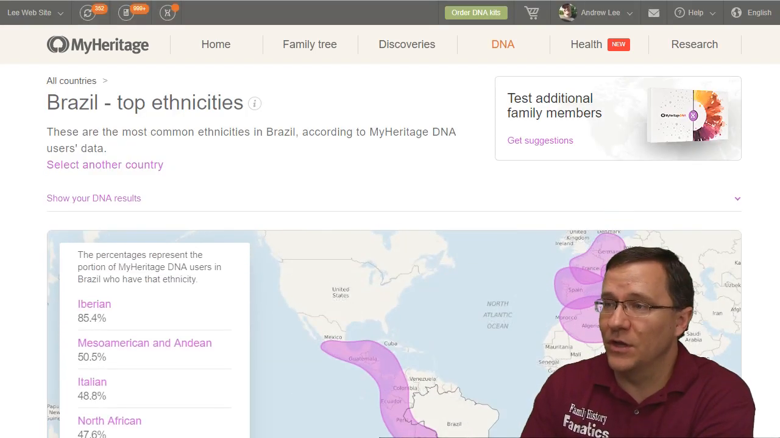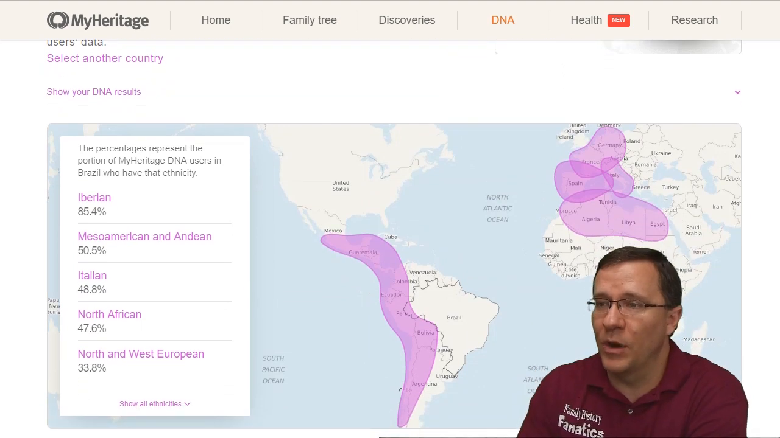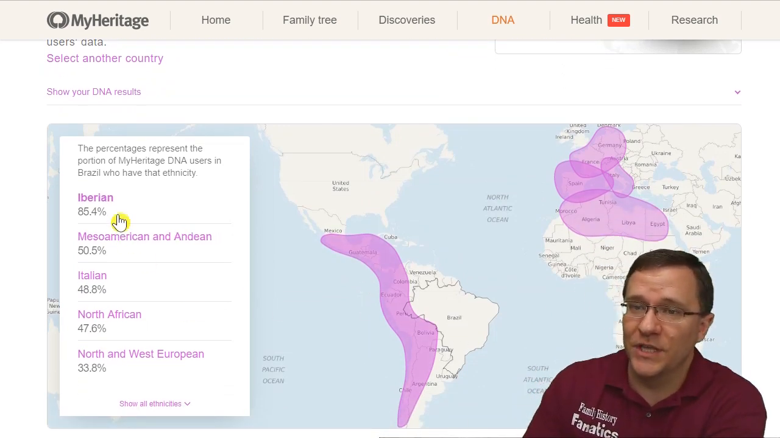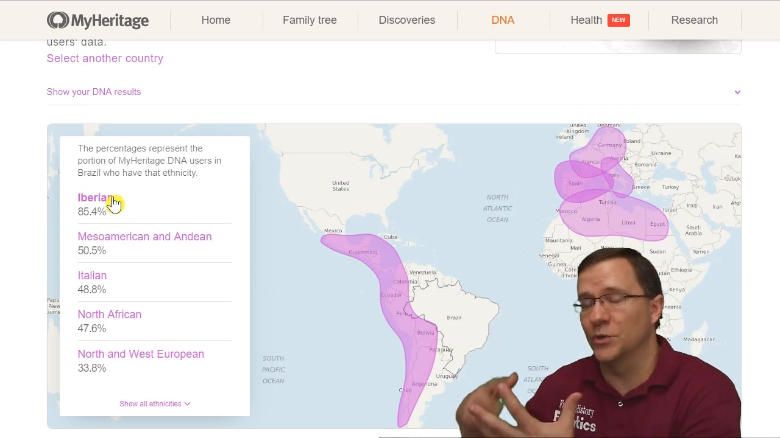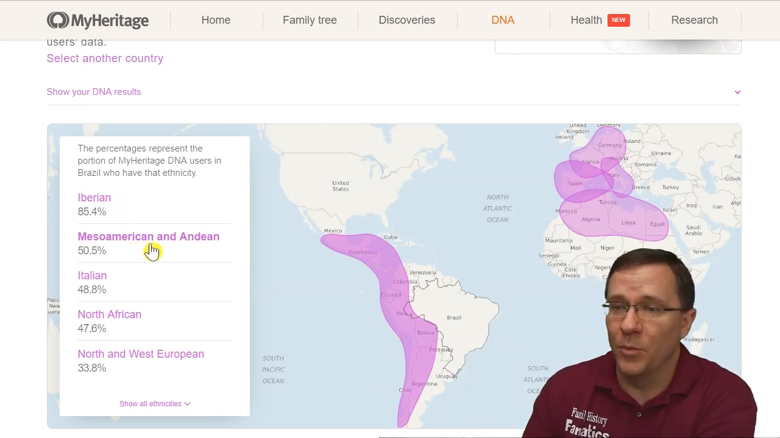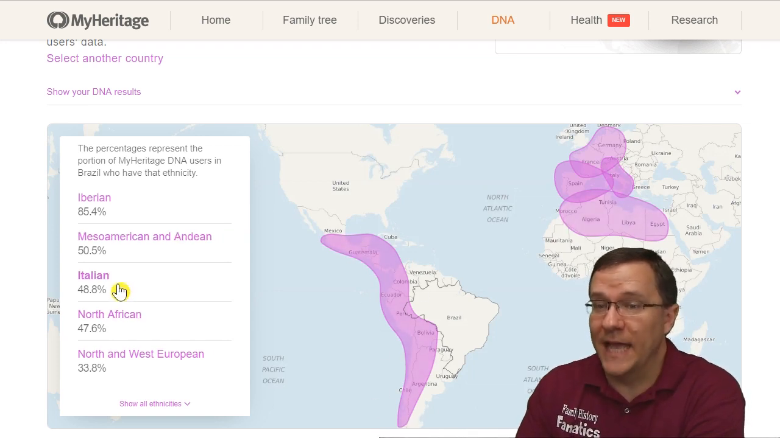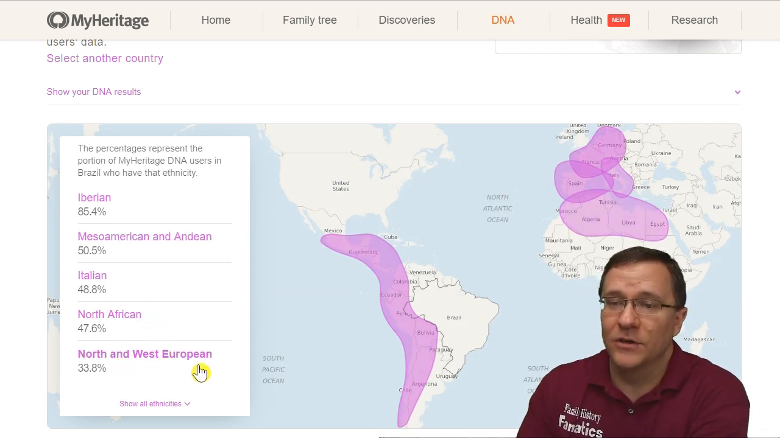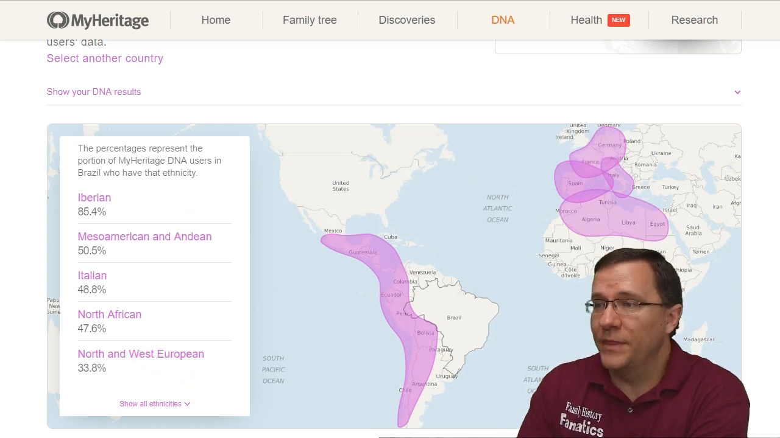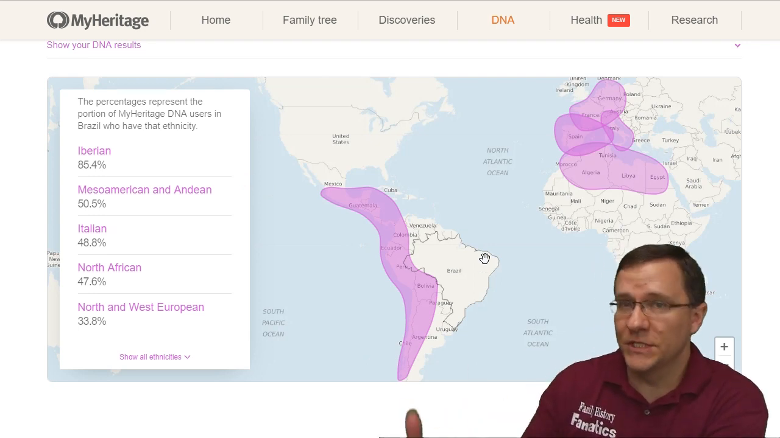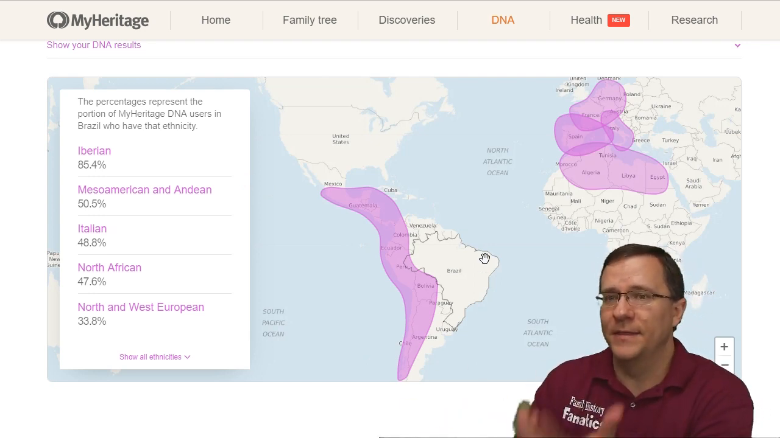What ethnicities are the major ones that are represented in Brazil? And you can see that from Brazil, the major ones represented are Iberian, which would be the Portugal, Spain area, Mesoamerican Andean, which would be from a Native American ancestry. There's Italian, there's North African, there's North and Western Europe. And what these percentages here are, these are the people in the MyHeritage database from Brazil who have this type of ethnicity.